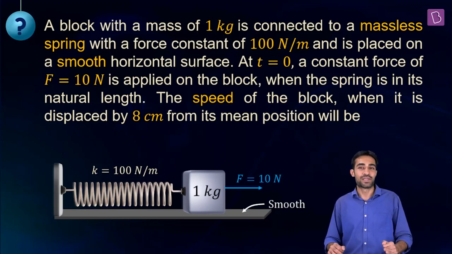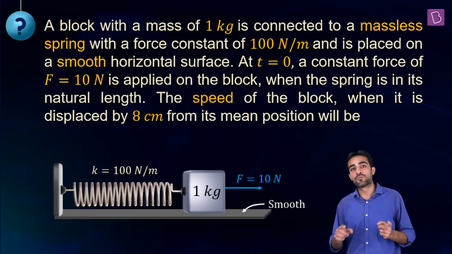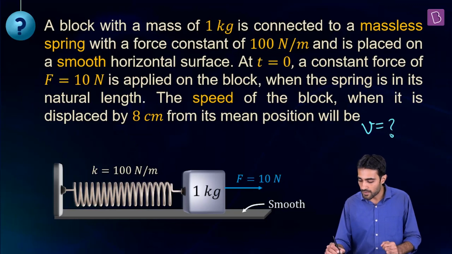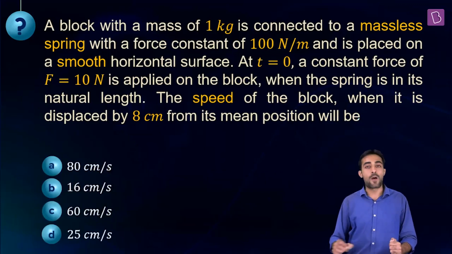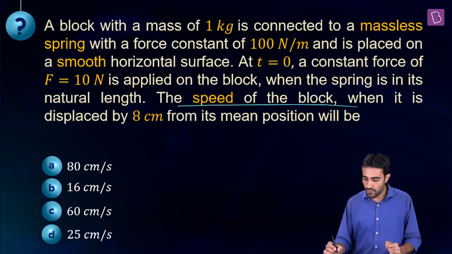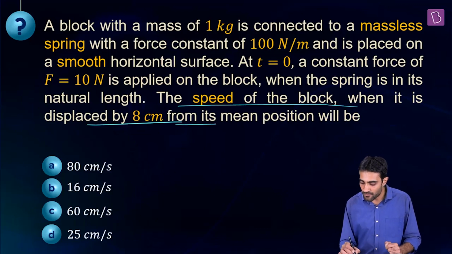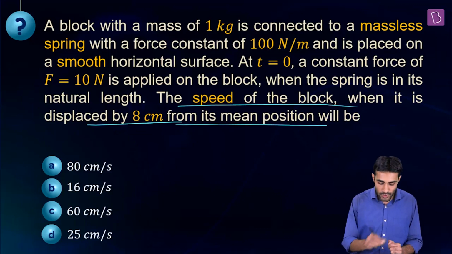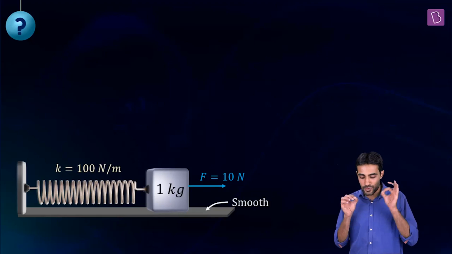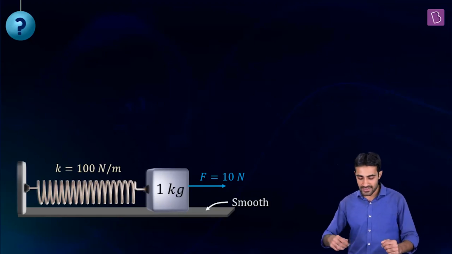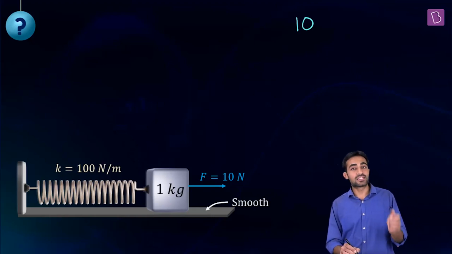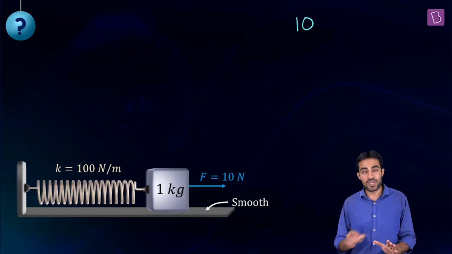Very interesting question. So when the distance of the block from the mean position is 8 centimeter, what is the speed of the block? And these are the options. Again, let's see the question. The speed of the block when it is displaced by 8 centimeter from its mean position. Now, what do we mean by mean position? The mean position is the position at which the net force on the object will be 0. So you can see there is some force, 10 Newton, which is applied on the block and this force is constant. But there will be some spring force also.